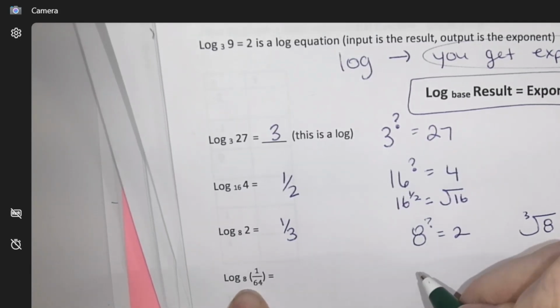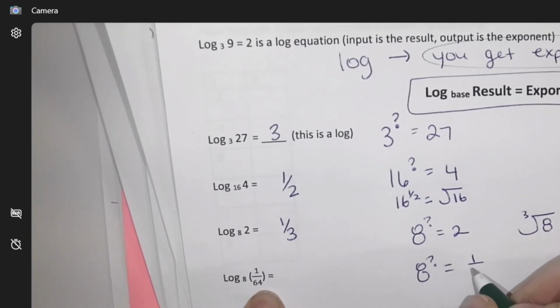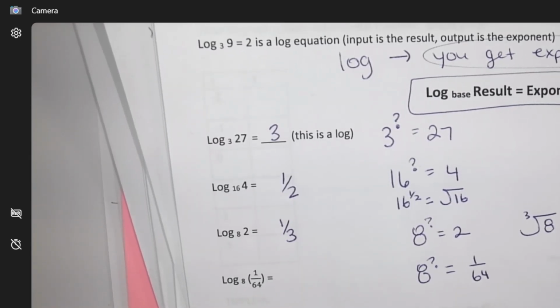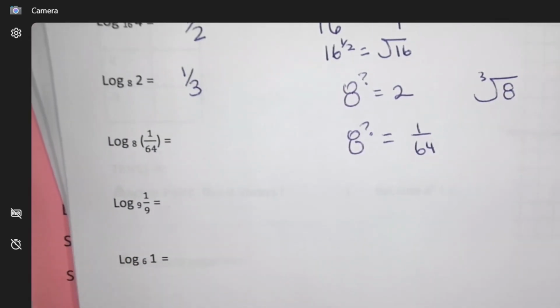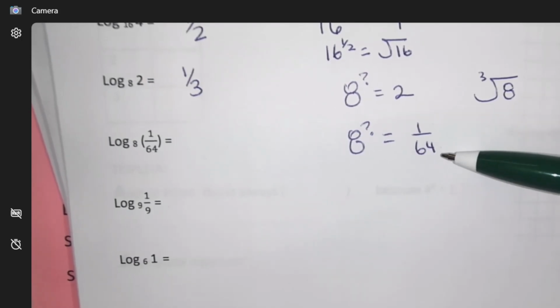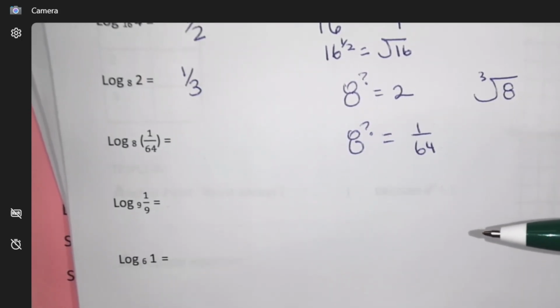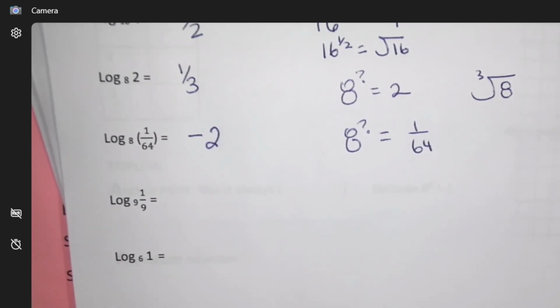Okay, so this one says the base is 8. And we have to think of the exponent that gets us to that. Well, my first impression is, well, I kind of know 8 squared is 64. Okay, so that is in my mind. And then also there's another thing that it looks like it's all of a sudden on the bottom. It's a fraction instead. So what would have done that? Negative would have moved it to the bottom location.